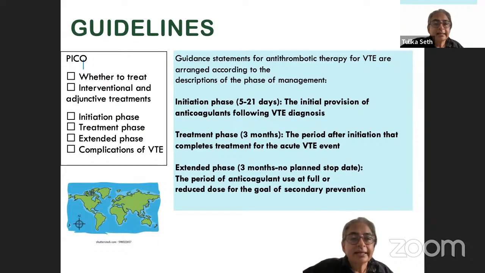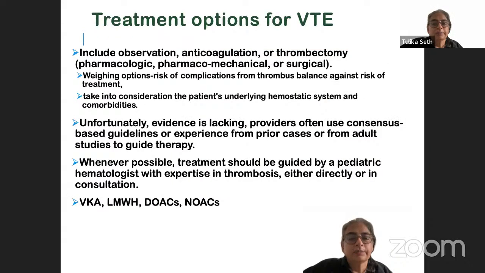So whenever we're looking at guidelines, it's important to look at PICO, that is the patient, the intervention, the scenario. There are a lot of guidelines, and when we're treating a patient, there is the initial phase that you need to think about, and then there would be the treatment phase, and in some conditions you may want to have a continuation phase. In general, for most acute thromboembolic phenomena, we recommend about a 3-month treatment. More than that is usually not required except in special scenarios.